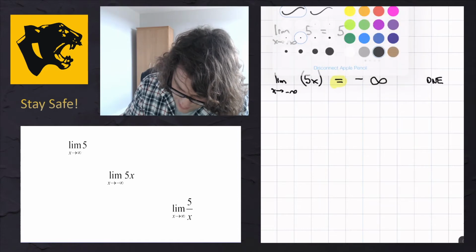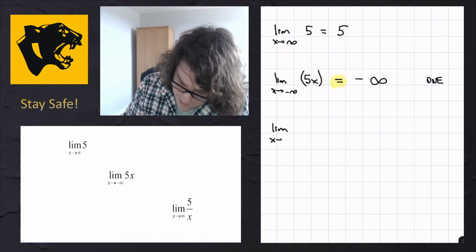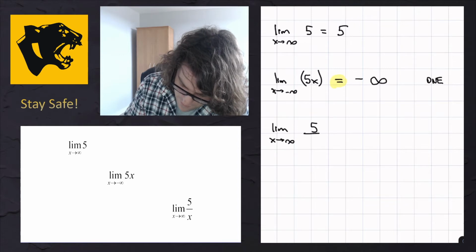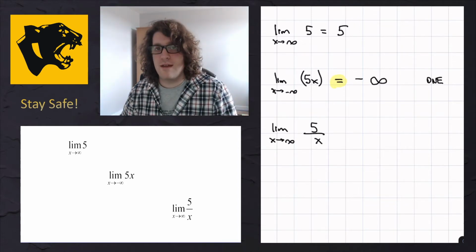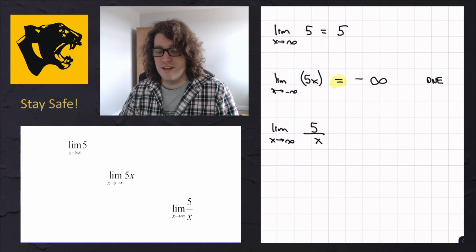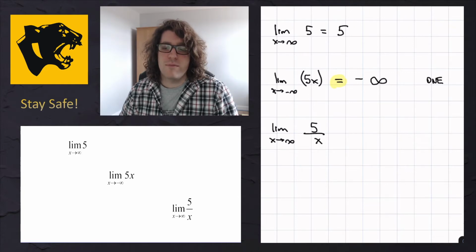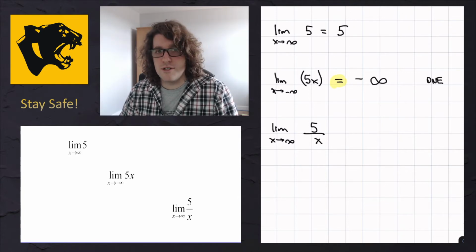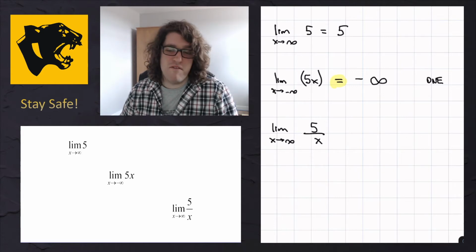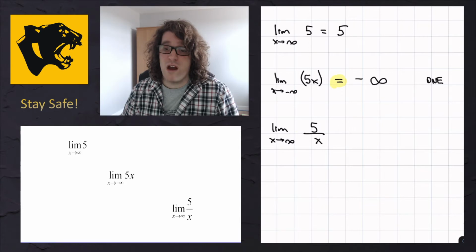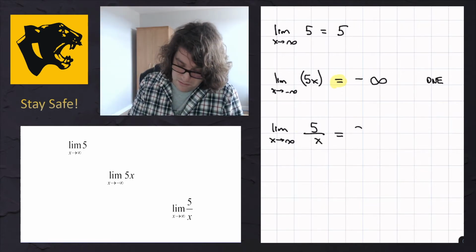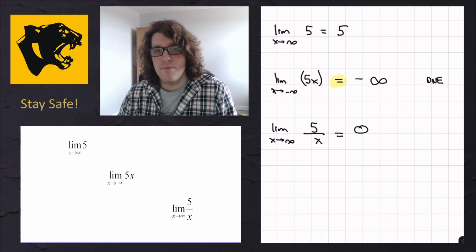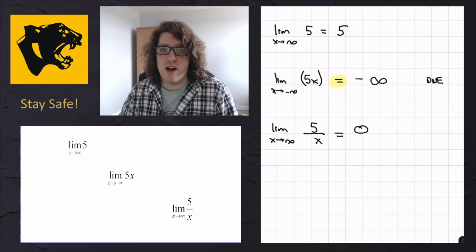Next up, the limit as x approaches infinity of 5 over x. Now, this one is interesting because as x goes out to the right-hand side of your number line, 5 stays how it is, but the denominator gets larger and larger. You take 5 divided by 10, 0.5, 5 divided by 100, 0.05, 5 divided by 1,000, 0.005. Those numbers get really, really small. Eventually, they're going to approach something so negligibly small that you can describe it as 0.